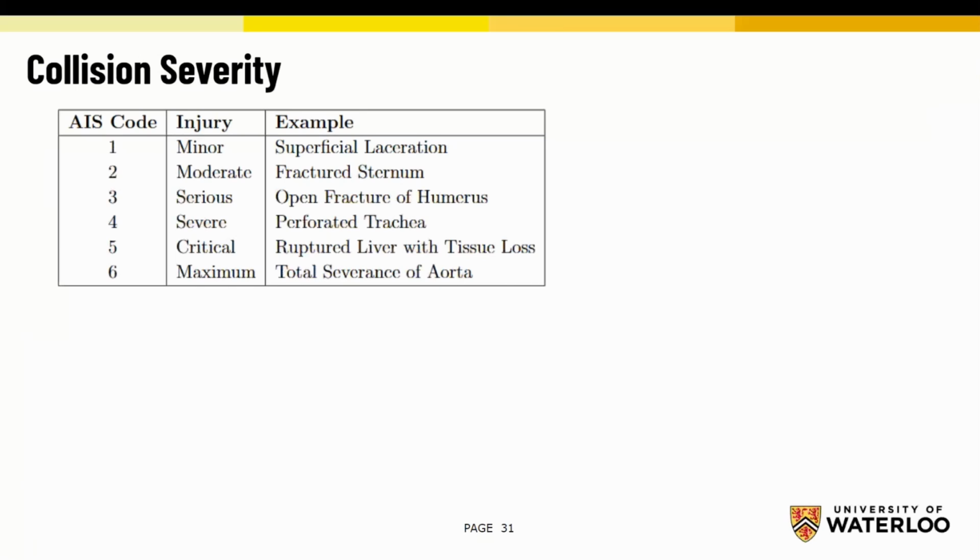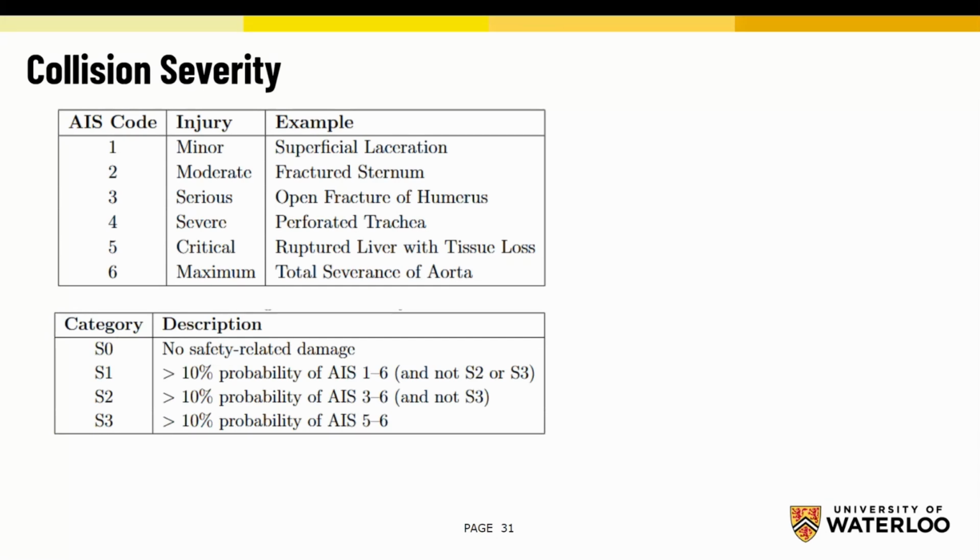Okay, collision severity. There's a couple of charts here that we need to go through to understand how we measure severity, but they're not particularly complicated. The first is the AIS codes. This is going to tell you how much it's going to hurt if you get into a collision. Number 1, superficial laceration. Number 6, you're not waking up tomorrow. Well, we don't use these to categorize collisions. We use severity codes. And severity codes tell you the probability, or rather, whether you have a greater than 10% probability of having an AIS 1 to 6 injury, but not S2 level.